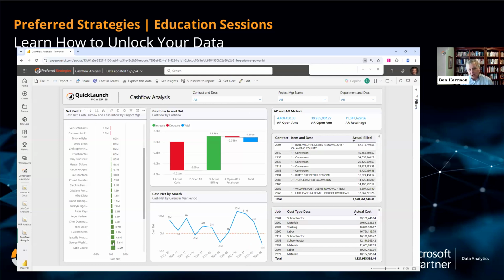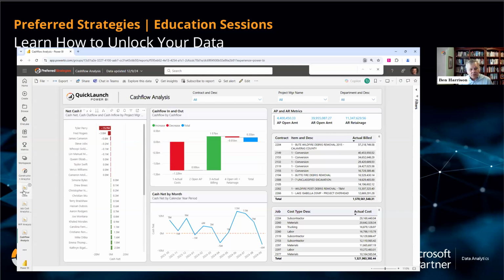Is it open AR? Are we underbilled? Did we spend money and not do any billings at all? That's the type of aggregated insights that you might get out of having some better reporting capabilities.